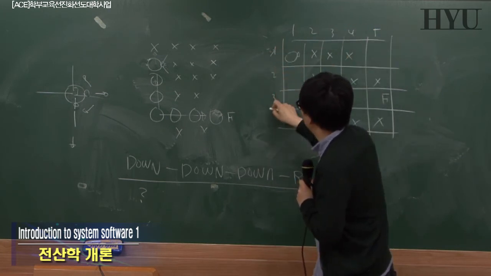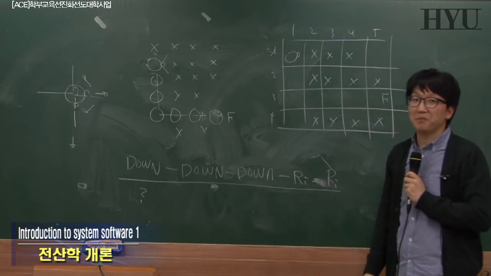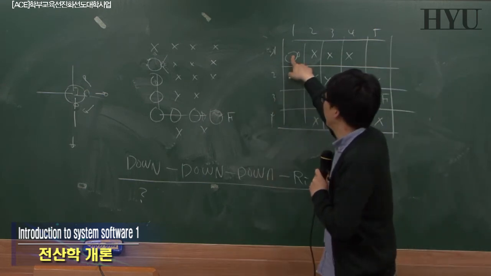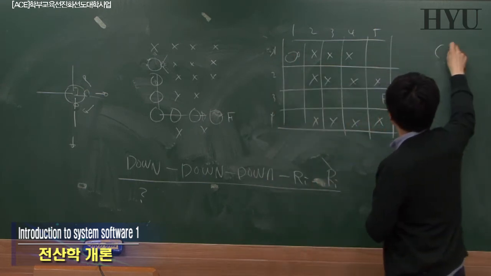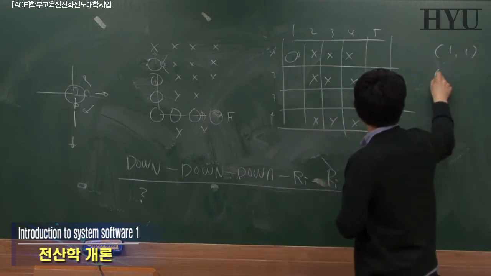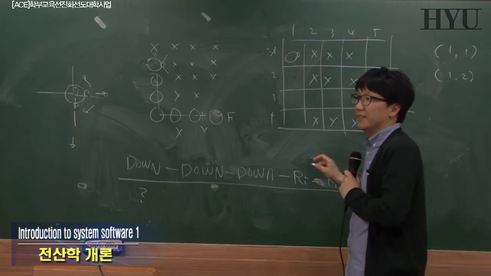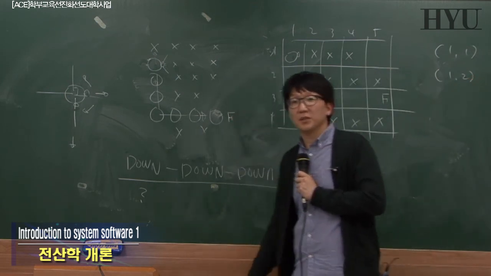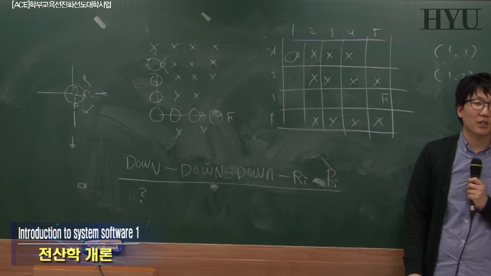I keep track of the location of this robot by coordinates: 1,1. If I'm here, 1,2. These are coordinate systems. So it's going to be a two-dimensional array.